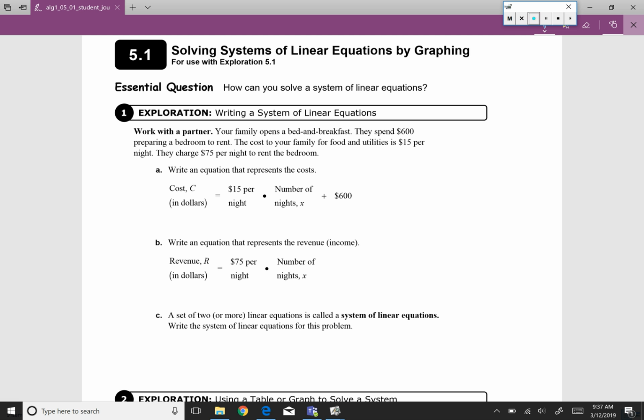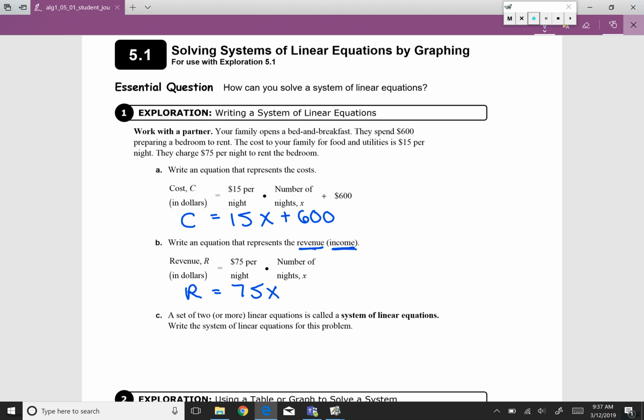So we have the cost equals $15 per night, so $15 times the number of nights, plus the $600 they spent to fix up the room. If we write an equation for revenue, aka their income, how much money they're going to make off that room, the revenue equals $75 times the number of nights that the person stays.